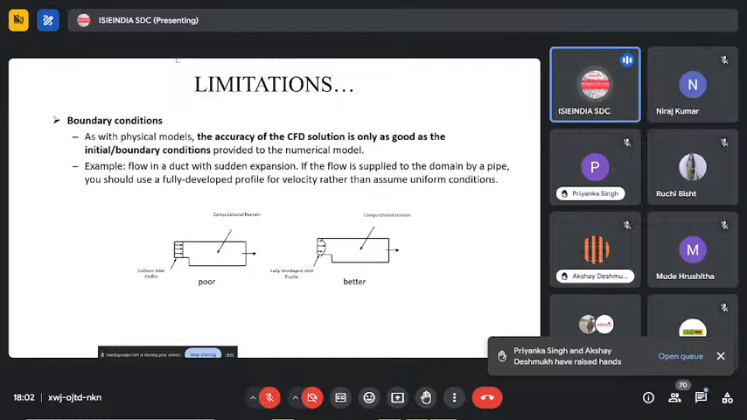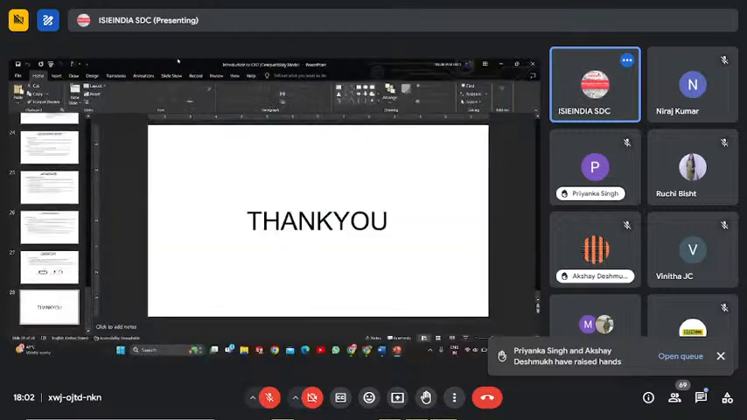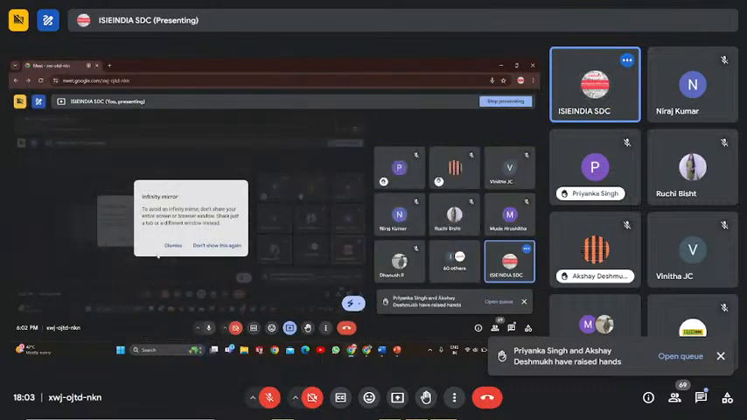reliable and useful results. So these are the limitations of CFD analysis, and this is all about the introduction of CFD, the basic concepts: what CFD is, how CFD works, what the process is, and what steps we need to follow during CFD analysis. So thank you very much.